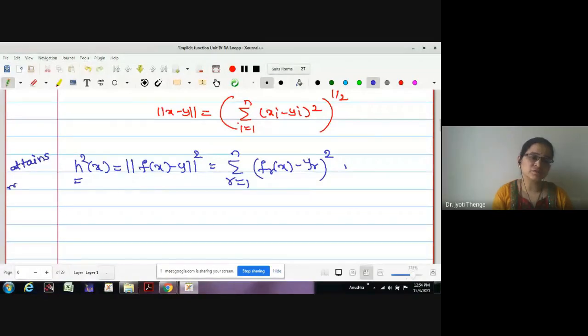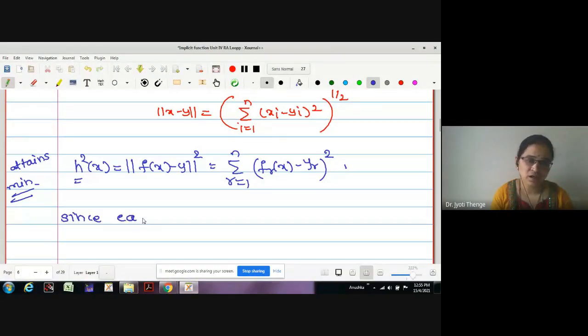Now this h square function attains minima. What is the condition for the minima? In the last lecture, I told you to do this homework, finding the extrema for the one variable function. Here it is not of one variable; this is an n variable function, a real valued function of n variables. Therefore, if it attains its minima at the point say C, then may I say the first partial derivatives are 0? Yes, ma'am.